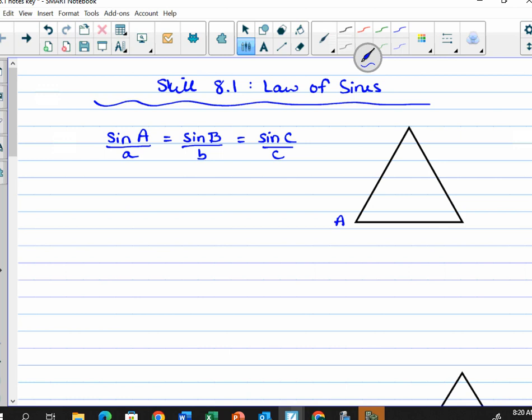Obviously, the triangle I've drawn looks equilateral, but this works in any triangle. So all the trig stuff you did before, like SOHCAHTOA, it had to be a right triangle. Law of sines, law of cosines works in any triangle.